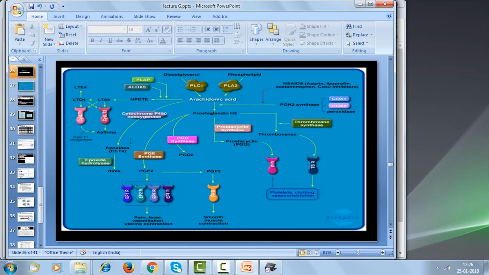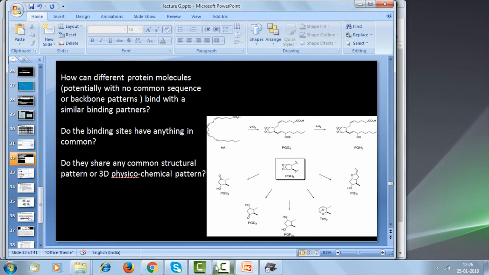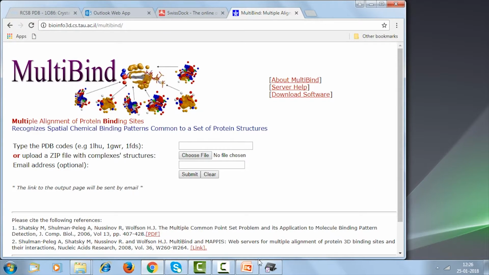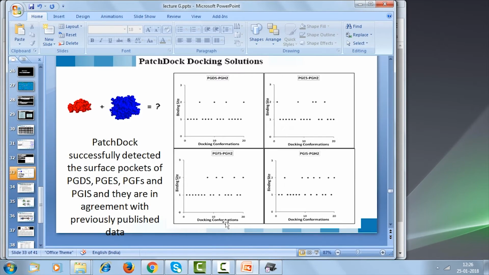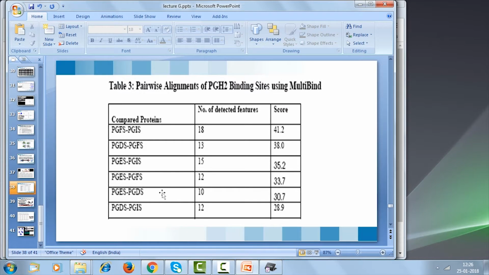So these are PGES, PGDS, PGIS. What is the common feature between these proteins? So we can use the software called MultiBind, and then the software may give results like this. Commonality between these proteins. So it does a pairwise comparison and gives a score. So these two proteins, PGFS and PGIS, have a common score.